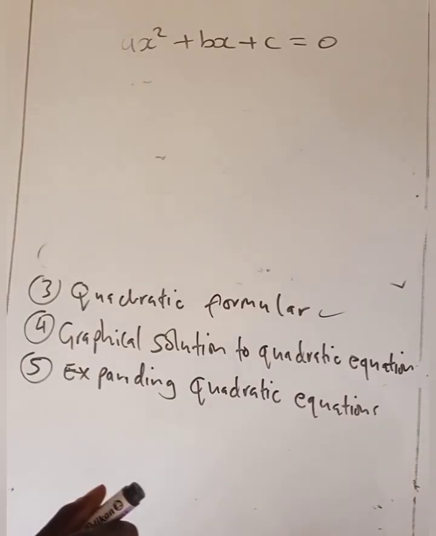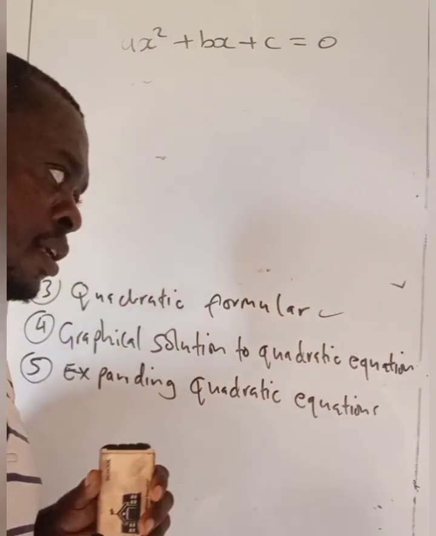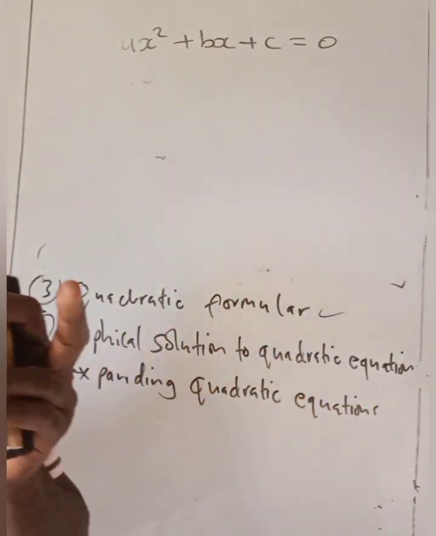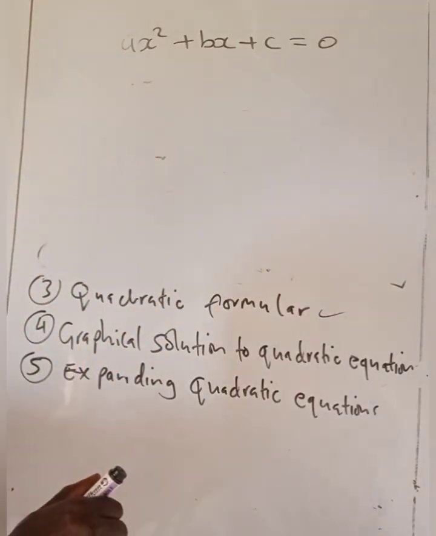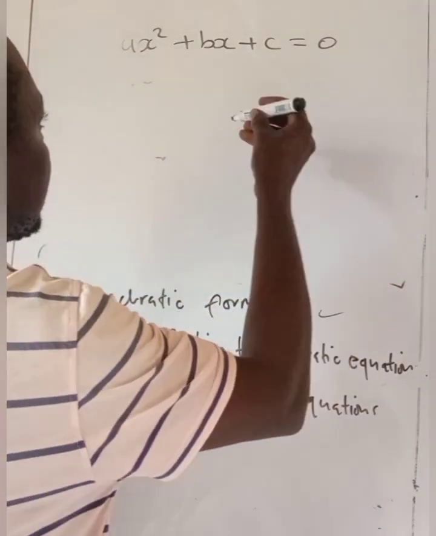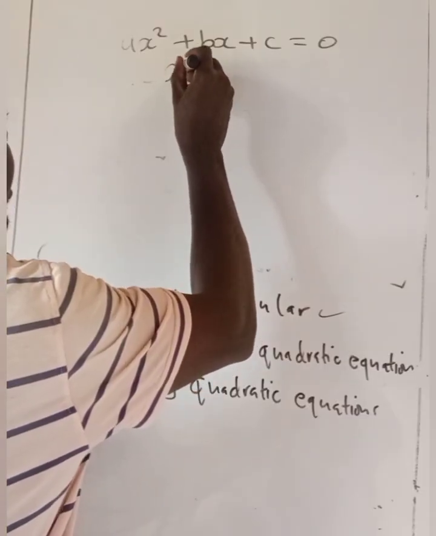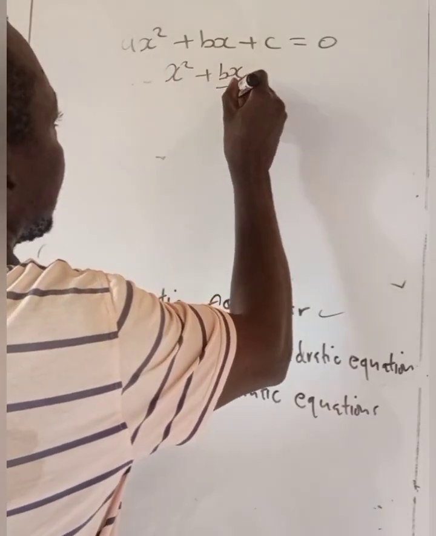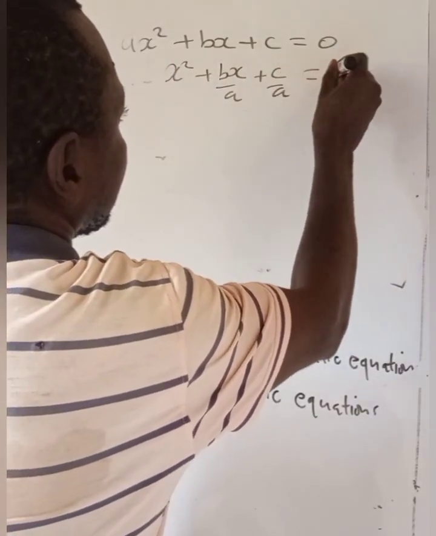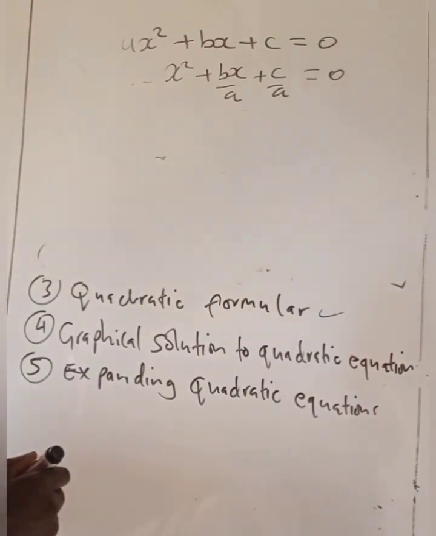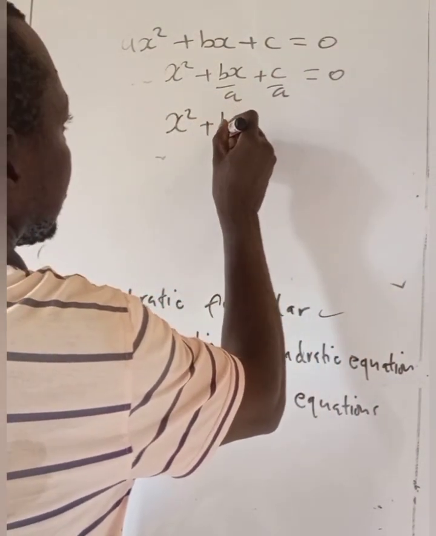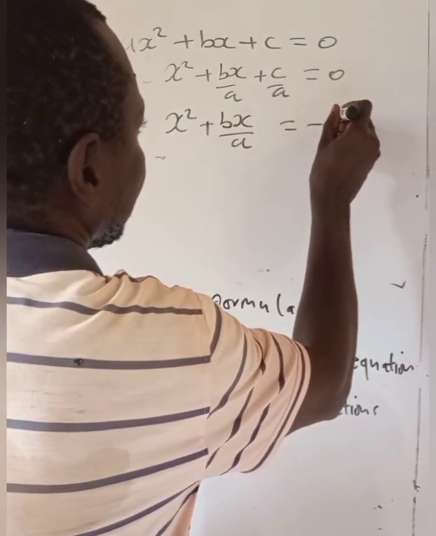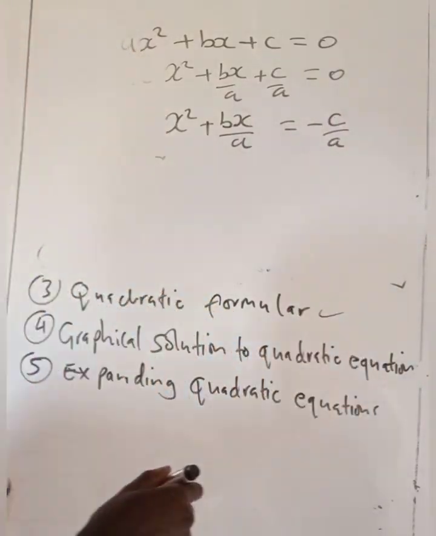Now, the quadratic formula more or less builds from the completing square method, which we have seen. Now, what shall we do? We shall make this part to be x squared alone, so we shall divide across by a. If we divide across by a, we have x squared plus bx over a plus c over a is equal to 0. Now the next step is to take this value to the other side, so that we have x squared plus bx over a is equal to negative c over a.